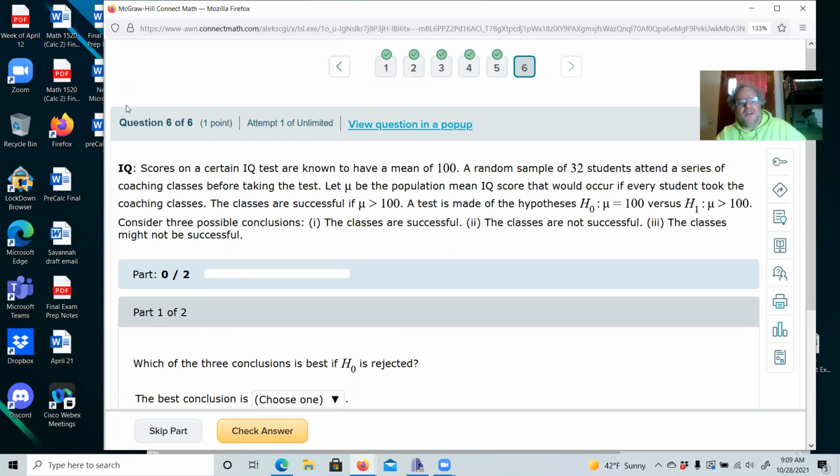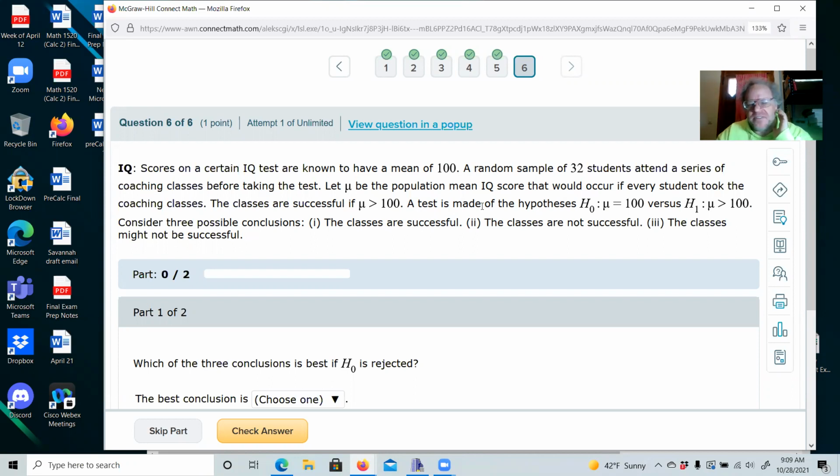So the scores on a certain IQ test are to have a mean of 100. A sample of 32 students take a series of coaching classes before they take the test. Let mu equal the population mean score. And what if they'd said SATs or something? If every student took the coaching classes, the classes are successful if their IQs show to be bigger than 100. ACTs or some other kind of standardized test. And this one, I don't feel comfortable with this one.